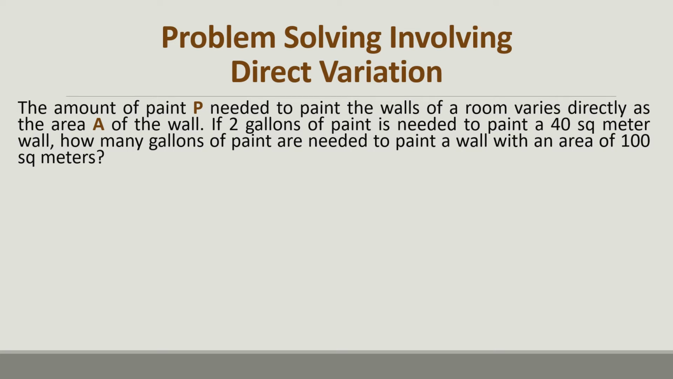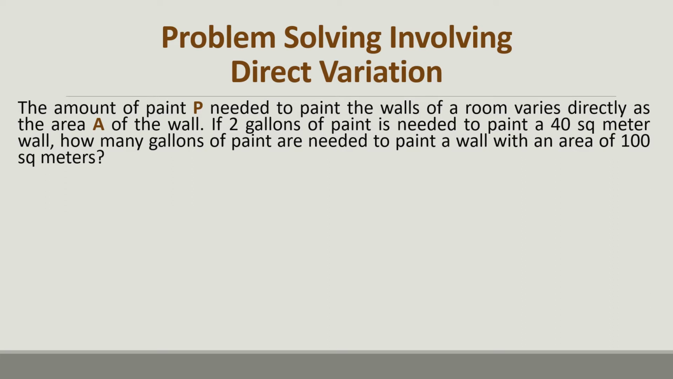Now let's try solving word problems involving direct variation. So I have here the amount of paint P needed to paint the walls of a room varies directly as the area A of the wall. If 2 gallons of paint is needed to paint a 40 square meter wall, how many gallons of paint are needed to paint a wall with an area of 100 square meters? So basically in this problem, the variables being used are P and A.